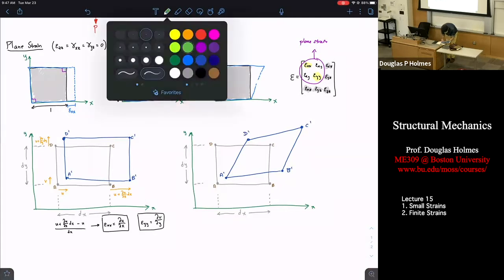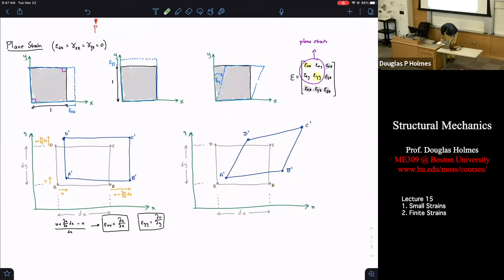And I'm going to highlight the fact that there are different amounts of angular change, at least in how I've drawn it, between D prime and A prime. Okay, so we can call both of these things different angles here.